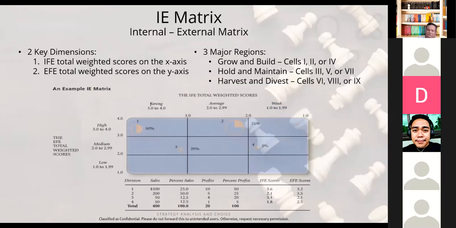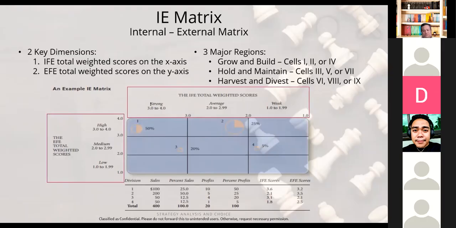The IE matrix is based on two key dimensions: the IFE total weighted score on the x-axis and the EFE total weighted score on the y-axis. Recall that each division of an organization should construct an IFE matrix and EFE matrix for its part of the organization. The total weighted scores derived from the divisions allow construction of the corporate-level IE matrix. On the x-axis of the IE matrix, an IFE total weighted score of 1 to 1.99 represents a weak internal position, 2 to 2.99 is considered average, and a score of 3 to 4 is strong. Similarly, on the y-axis, an EFE total weighted score of 1 to 1.99 is considered low, a score of 2 to 2.99 is medium, and a score of 3 to 4 is high.